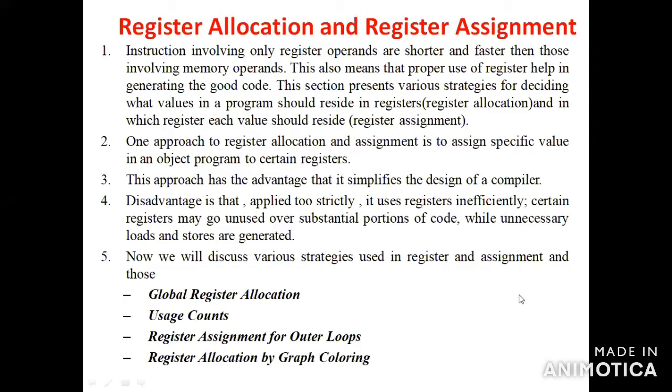So this is how to store for register allocation and assignment in the code generation phase. In register allocation and assignment, we have four strategies to be used. You have to write these four: first, global register allocation; second, usage count; third, register assignment for outer loop; fourth, register allocation by graph coloring.